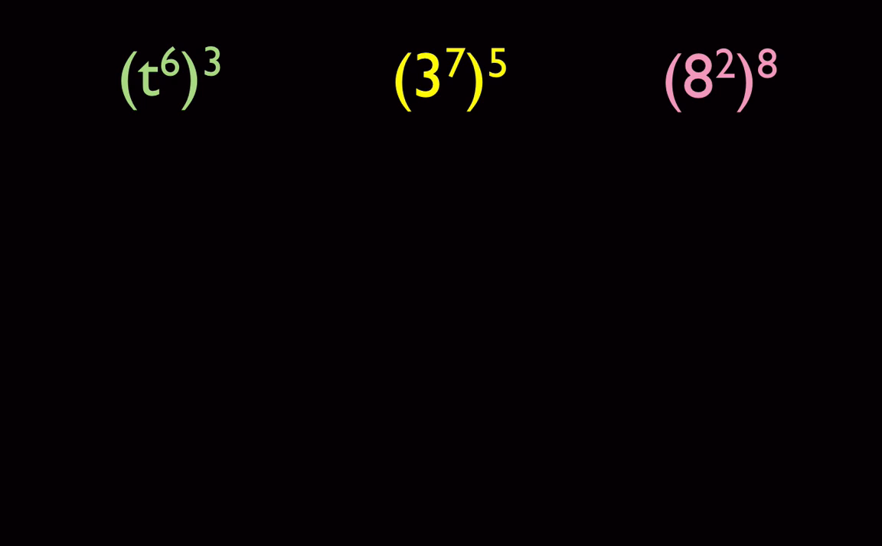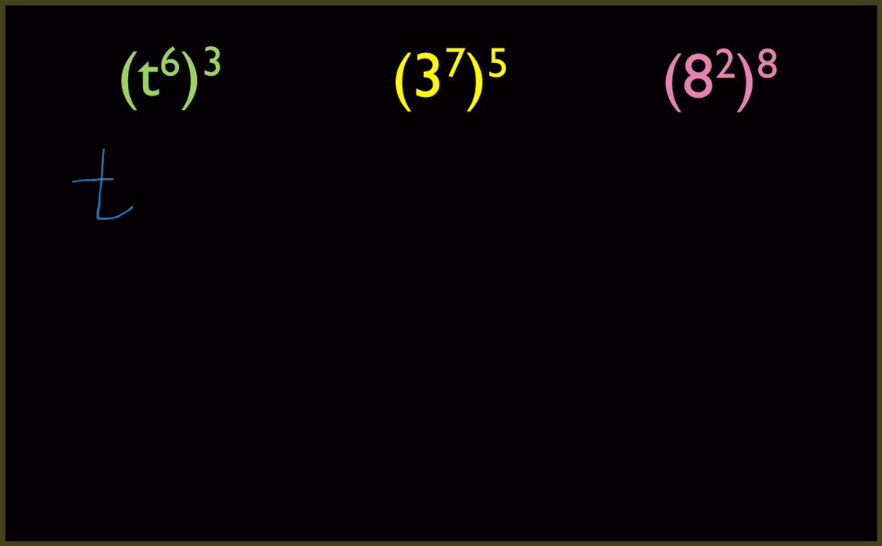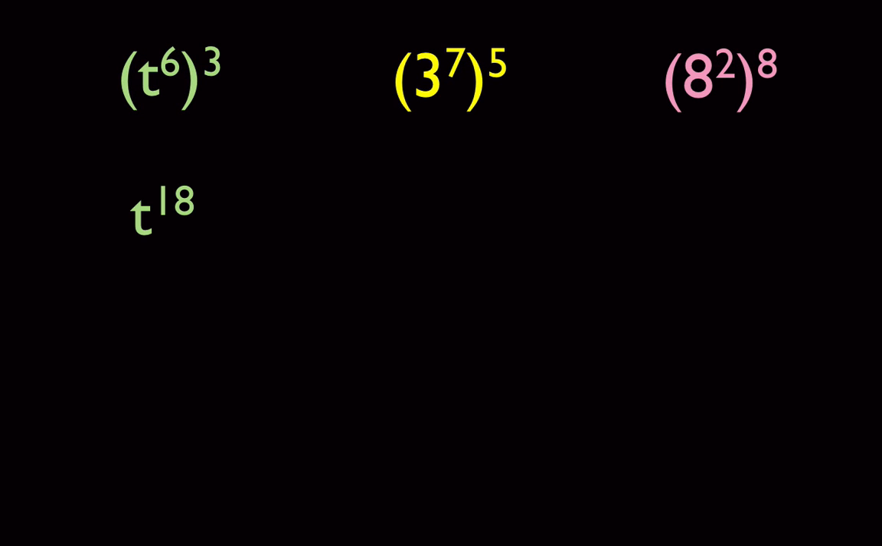All right. So in this case, remember the shortcut rule is to go ahead and take this and multiply 6 times 3. Another good alternative, like I said before, is t to the 6 times t to the 6 times t to the 6, and you'll get your answer that way as well. In this case, 6 times 3 is 18, 5 times 7 is 35, and 8 times 2 is 16.